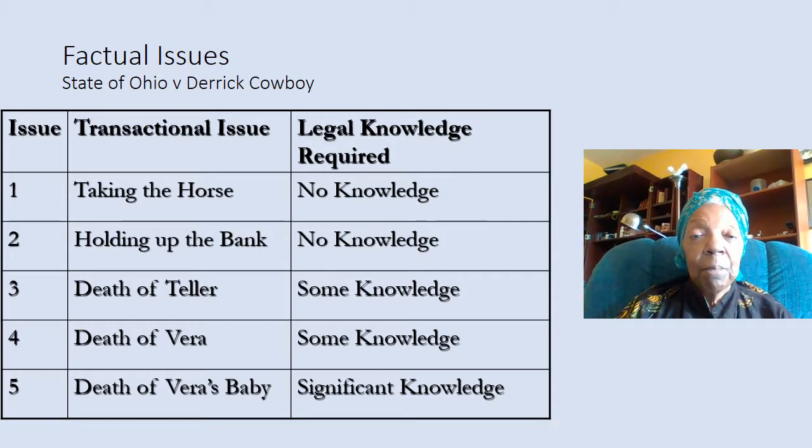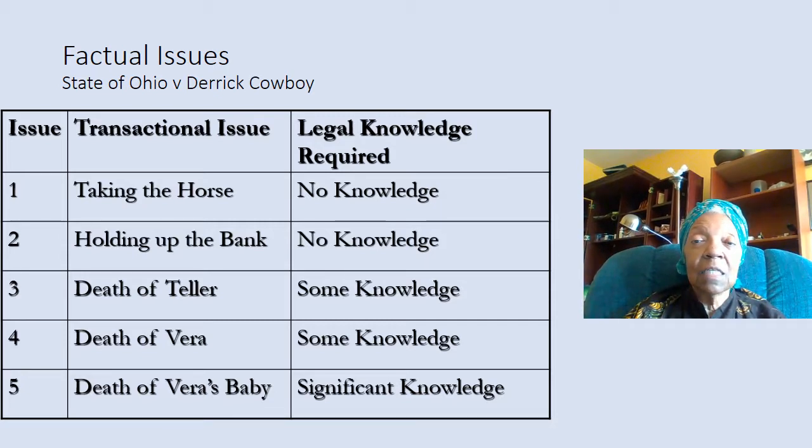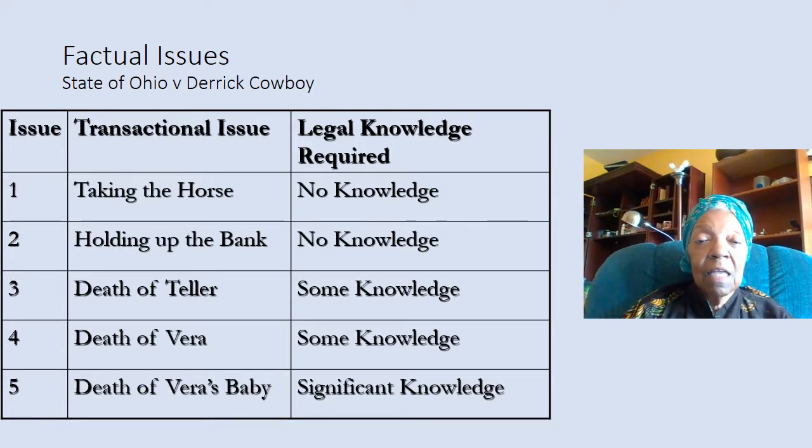As you can see, the taking of the horse and the holding up of the bank doesn't require any legal knowledge to be able to pinpoint that. The death of the tailor and the death of Vera, as we will see, will require some knowledge, but not as much as you think. And the death of Vera's baby requires some significant knowledge to be able to pinpoint it as a legal issue. In fact, the death of Vera's baby can be missed if you don't have the appropriate legal information. And this is important to know for exams.